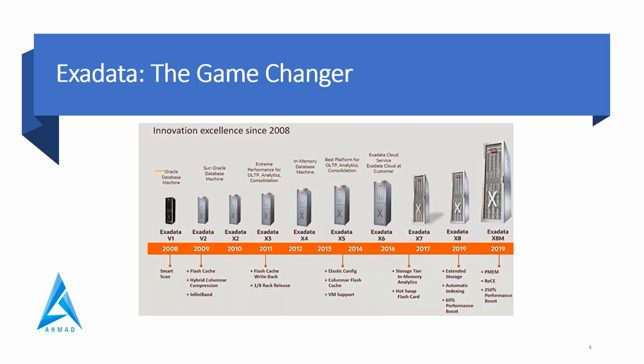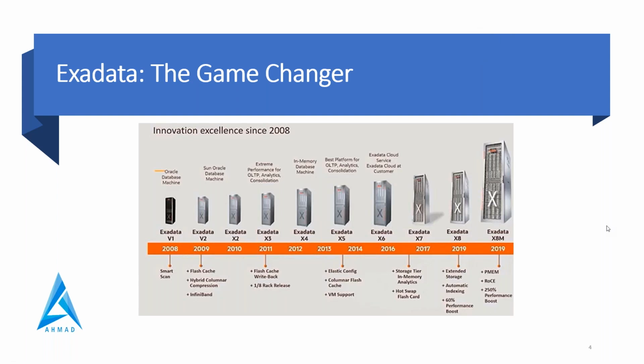And then Exadata X7 was introduced between 2016 and 2017. The features were storage tier in-memory analytics and hot-swap flash card. And in 2019, Exadata X8 was released, which is my focus. It has extended storage, automatic indexing, and a 60% performance boost. And then in 2019, Exadata X8M came into the picture.